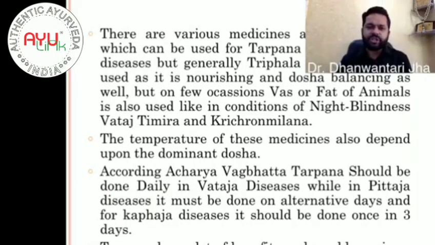There are various medications for Tarpana. Basically Triphala ghrita is used, but on a few occasions Vasa, or fat of animals, is used to treat conditions like night blindness and Vataj Timir, as told by Acharya Vagbhata. According to Acharya Vagbhata, Tarpan should be done daily in Vataj disease. Like if you have a patient suffering from Vataj eye disease and you give a sitting of 5 or 7 days, you have to do Tarpan on each day. If it is a Pittaj disease, you have to do it on alternate days. Leave one day and then do the Tarpana. Tarpana has a lot of benefits, and for Kaphaj diseases, once in 3 days, you may say.